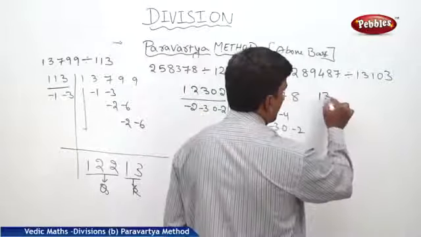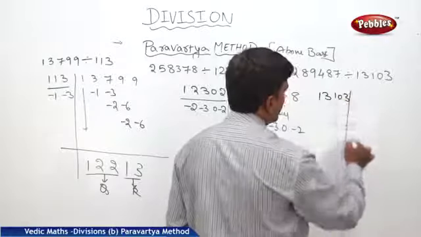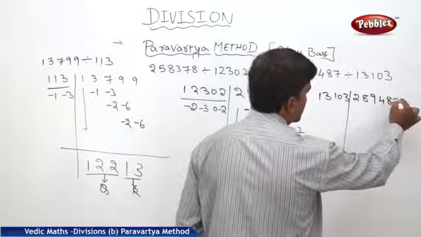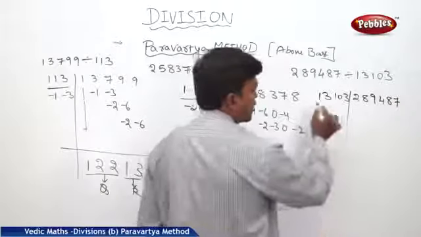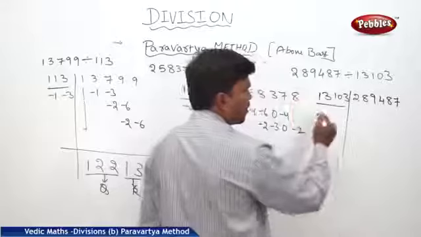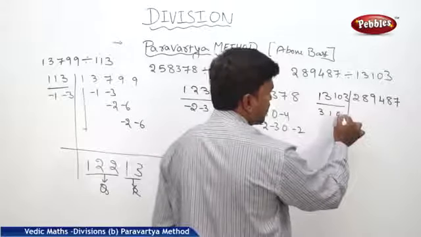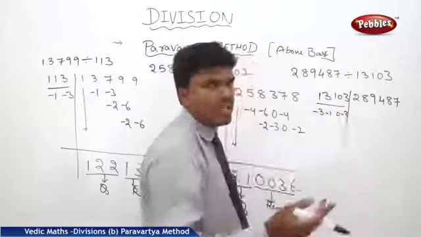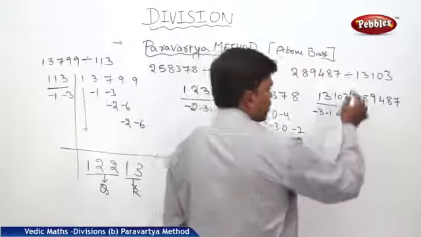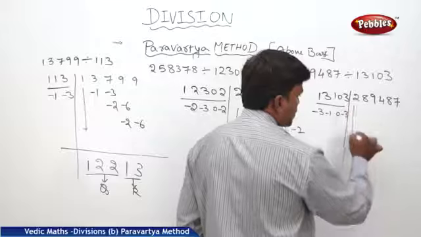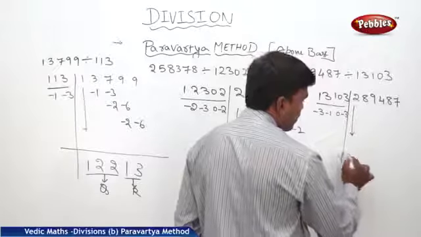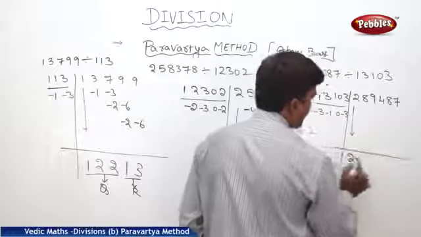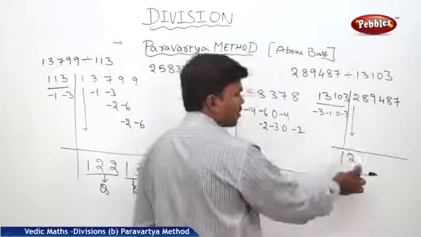Say, write down 13103, 289,487. So first, leaving the leftmost digit, write the remaining numbers as they are but with negative signs. Anyway, 0 will not have any sign. So what is the first step? Drop the first digit as it is, so that I am solved with the first row, first column. Now, every digit should be multiplied with the first figure.